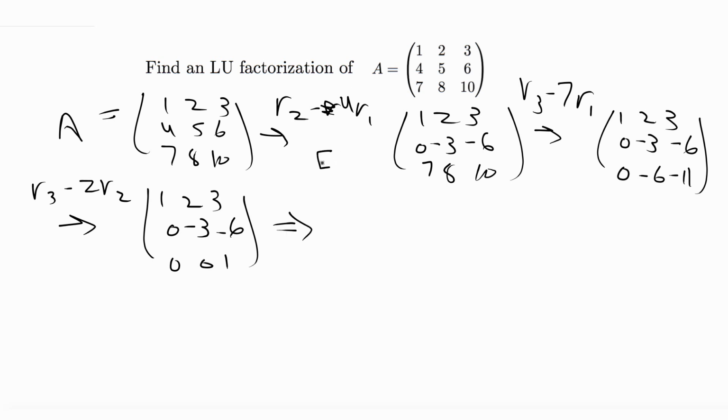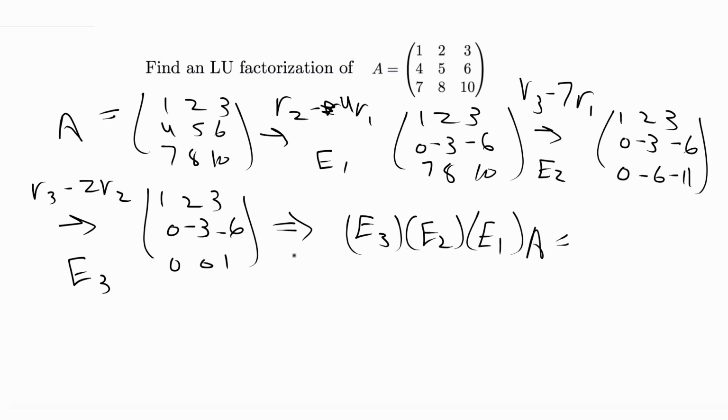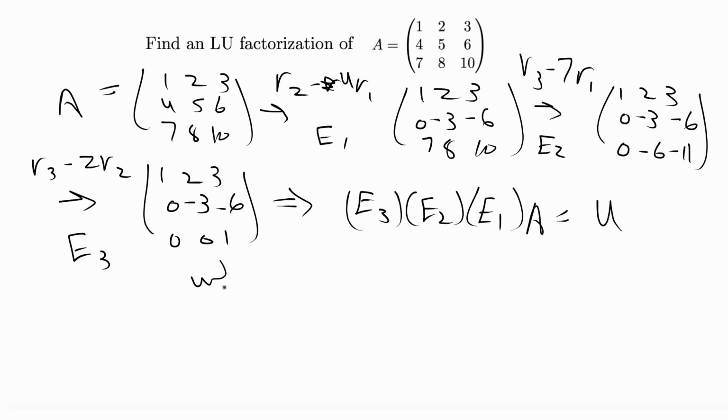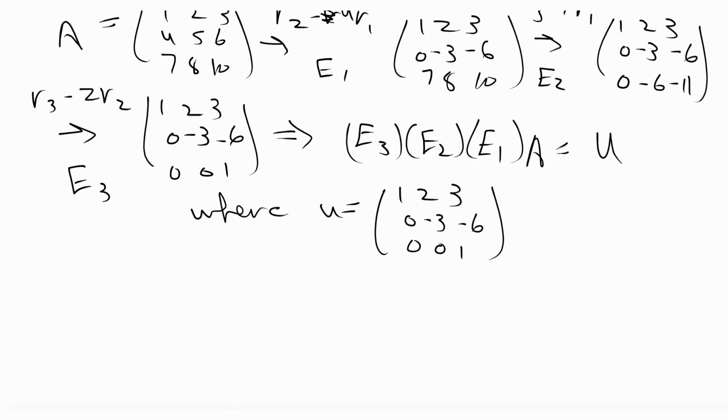Okay, so if we call this E1 for the first elementary matrix, E2, and E3, we're going to get that E3, E2, E1, A equals the upper triangular matrix, which I'm just going to call U, where U is, now I'm going to write out what each individual elementary matrix is.